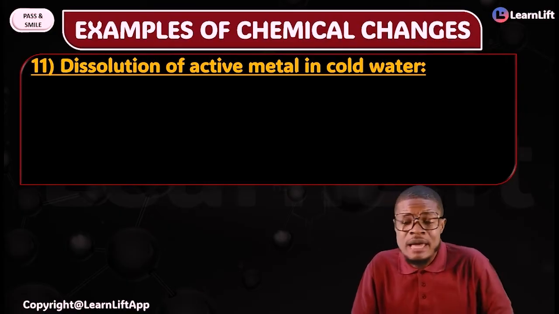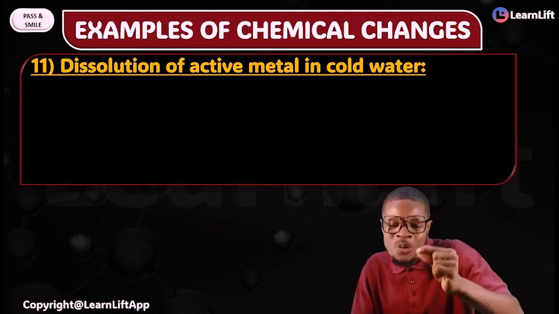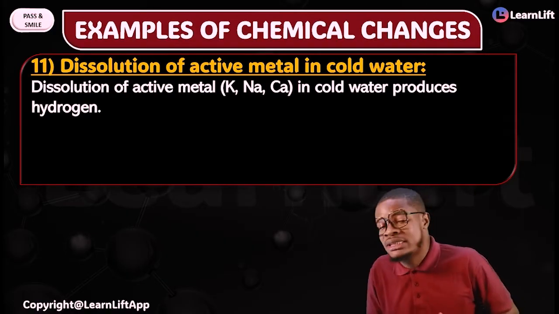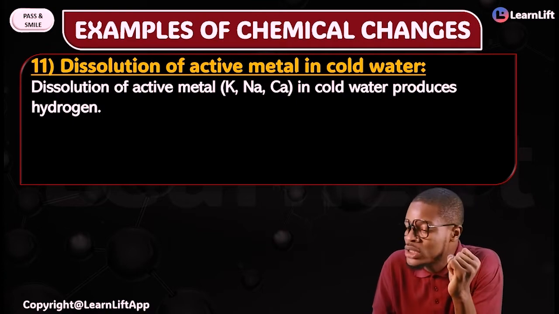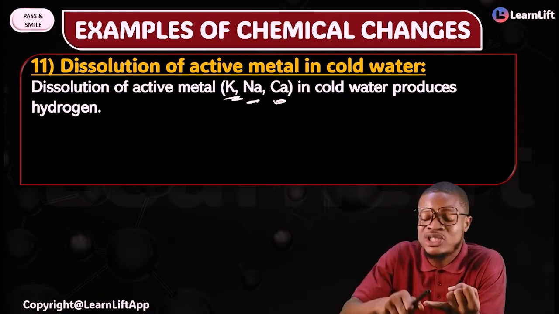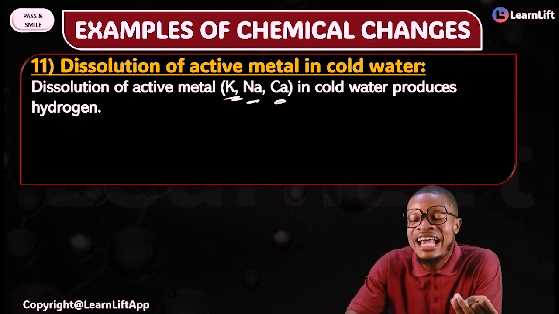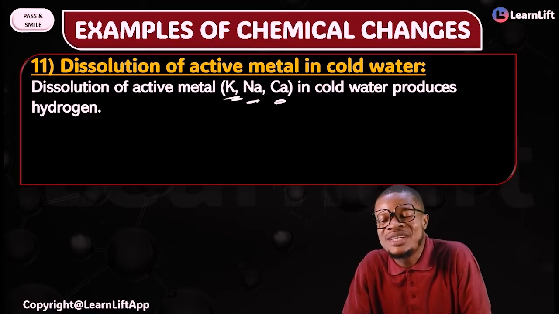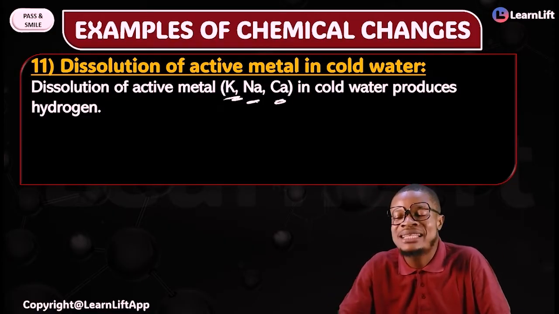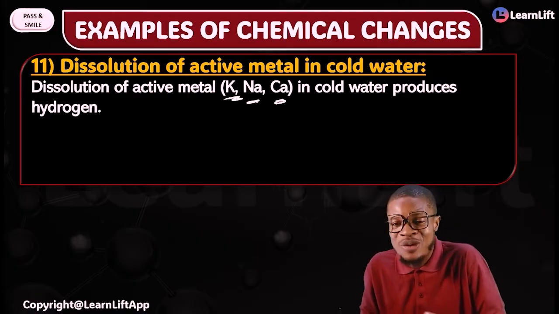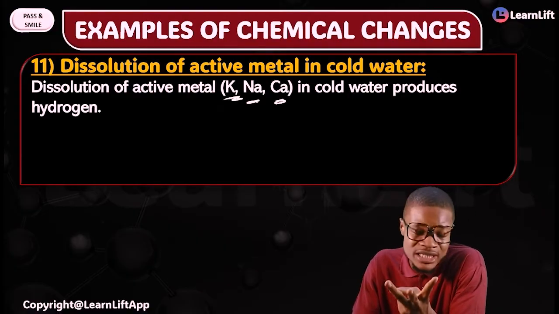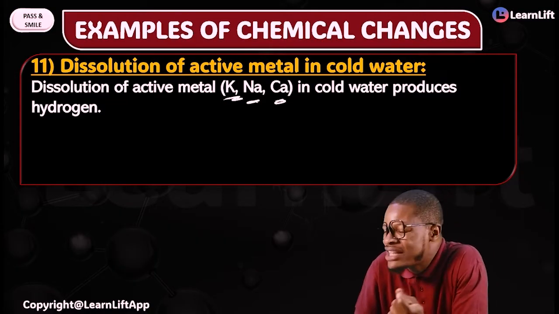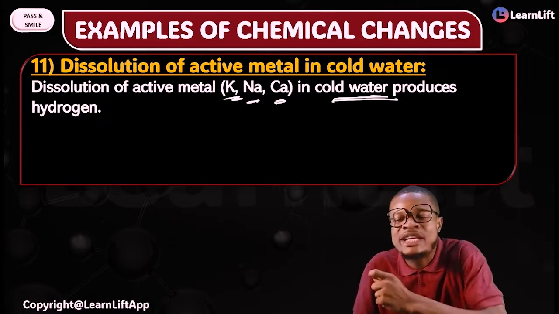Number 11 is the dissolution of active metal in cold water. When we get to electrochemistry, I'm going to explain this. When we get to electrolysis, we'll also explain this. Now, what happens is this: the active metals are potassium, sodium, calcium, magnesium, aluminium, zinc, iron, tin, lead, hydrogen, copper, mercury, silver, and gold. These are the list of metals in the activity series. The first 3 members, your potassium, sodium, and calcium, have the ability to react with cold water to produce hydrogen gas.